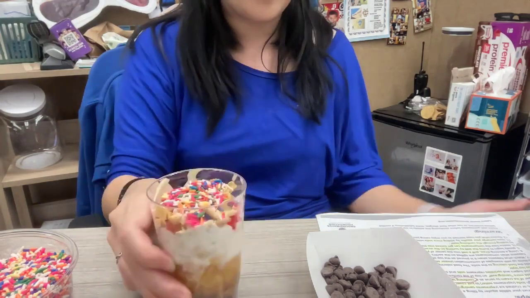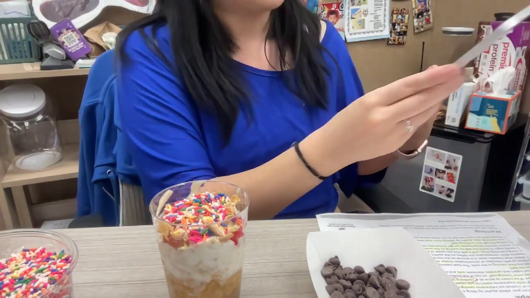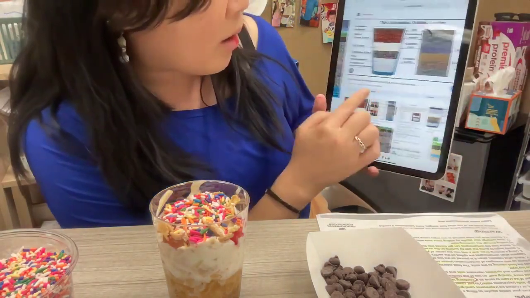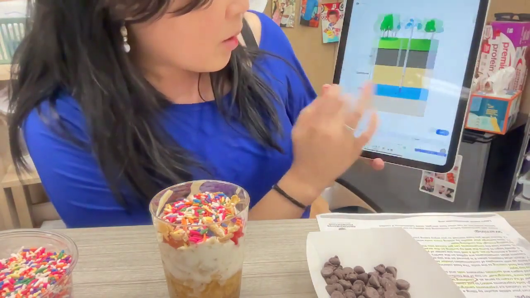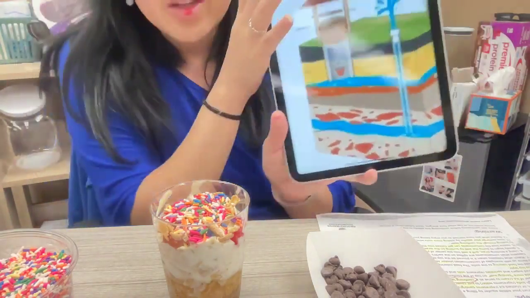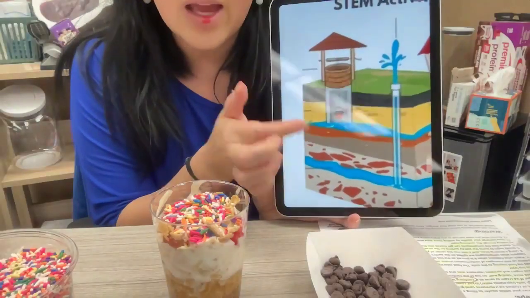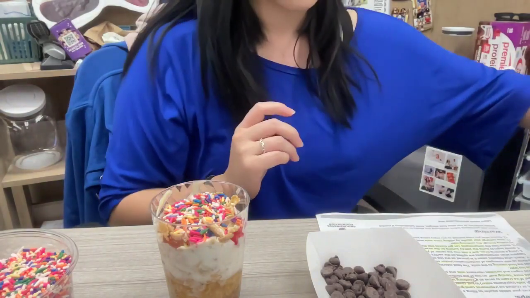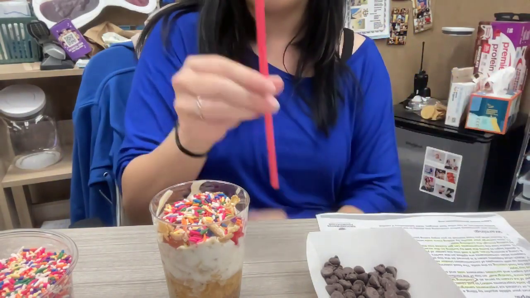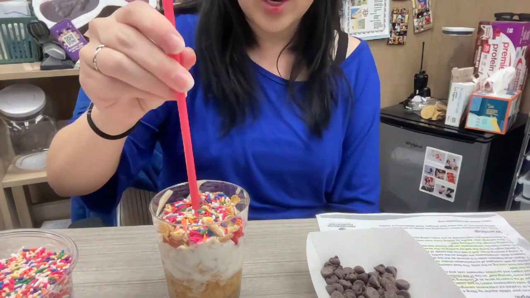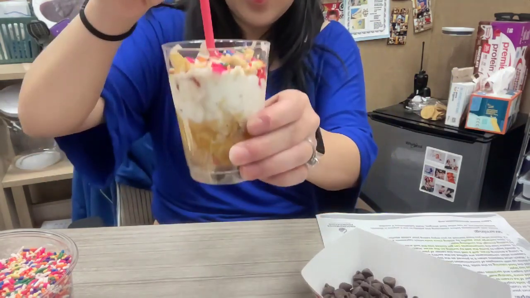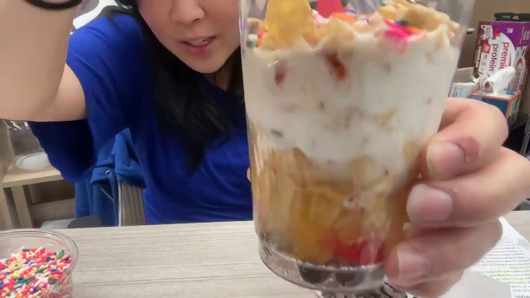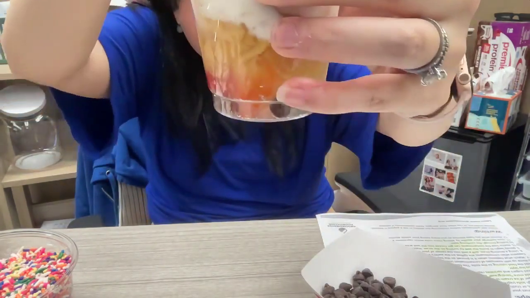So if you remember in our first picture that I showed you guys, many people get groundwater by drilling a well into the ground, as you can see here, and that's how they're able to collect the groundwater. That's what we're going to do, and our well is going to be represented by this straw. So what you're going to do is push it down all the way to the bottom.